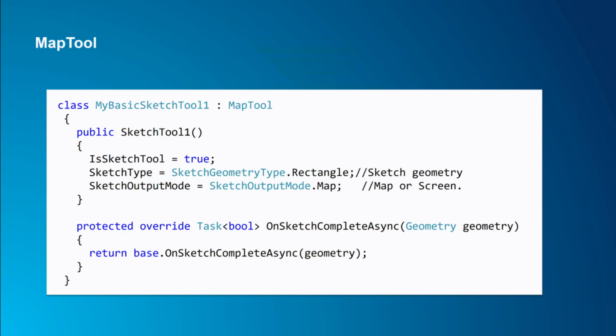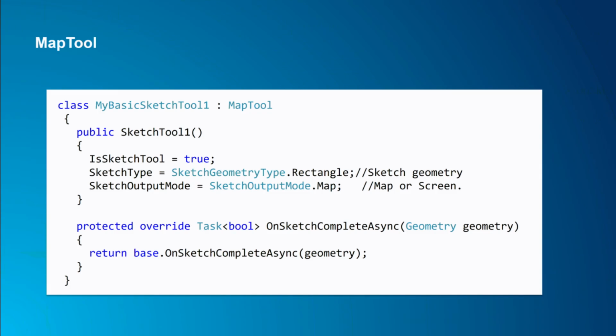It sounds a little bit complicated, but in essence, if you use our templates out of the box, we stub out all the code for you. And this is what some of the stubbed out code will look like. You can see our MyBasicSketchTool1 class here derives from the API base class MapTool. We override the constructor and we set the IsSketchTool property equal to true.